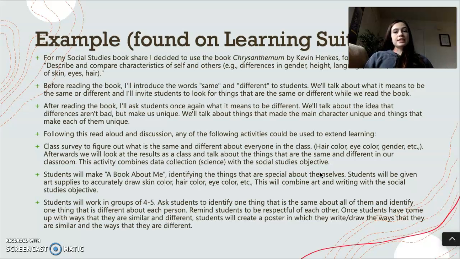And then she breaks down what she would do for an activity. So before reading the book, she'd introduce words same and different to students and talk about what that means, and then invite students to look for things that are the same and different as she reads the book. After reading the book, she'd ask the students to explain what it means to be different, talk about the idea that differences aren't bad, but they make us unique, and then talk about the things that made the main character different or unique.